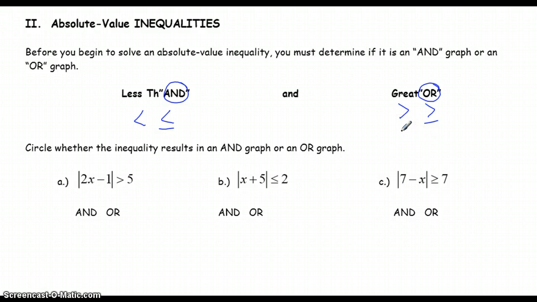So let's just look at these three examples, A, B, and C. Letter A, this is a greater than symbol, so that tells me that it's going to be an OR graph. This is a less than or equal to symbol, but less than rhymes with and, so that tells me it's an AND graph. And here we have a greater than symbol, so if I say greater, that rhymes with OR.